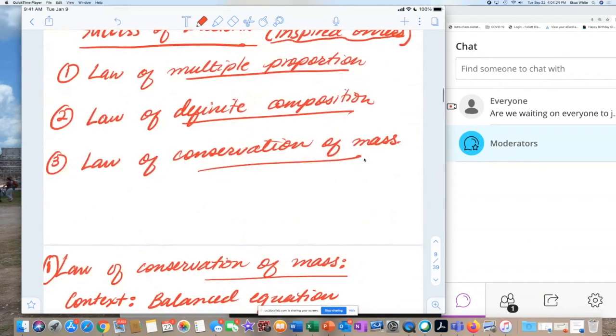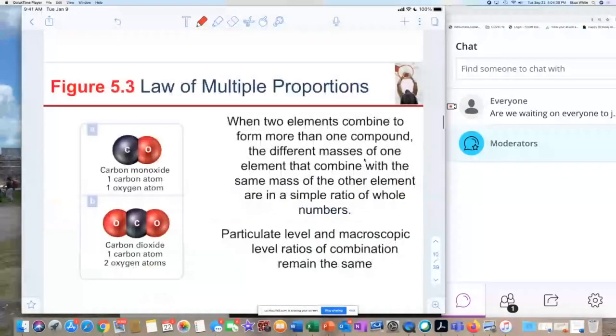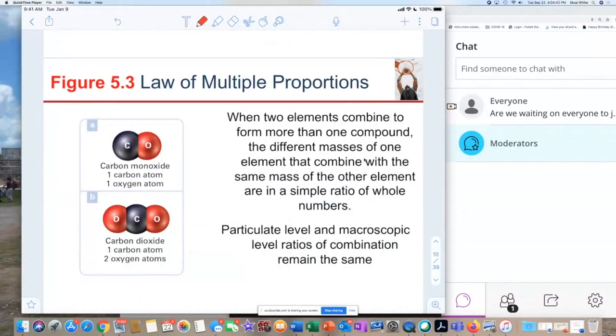Next thing is the law of multiple proportion, which states that when you have more than one compound, right, then, well, this one here is a little hard to explain without looking at what they said. So let me go ahead and read what they're saying. It says here, when 2 elements combine to form more than one compound, the different masses of one element that combine with the same mass of the other element are in a simple whole number relationship.